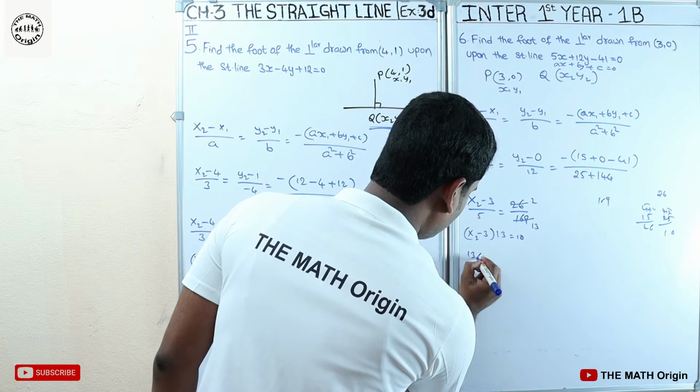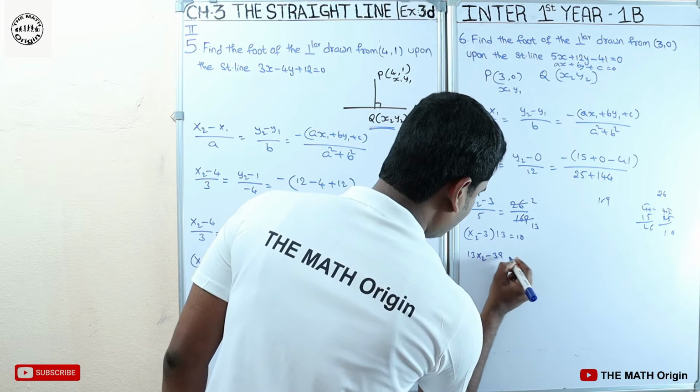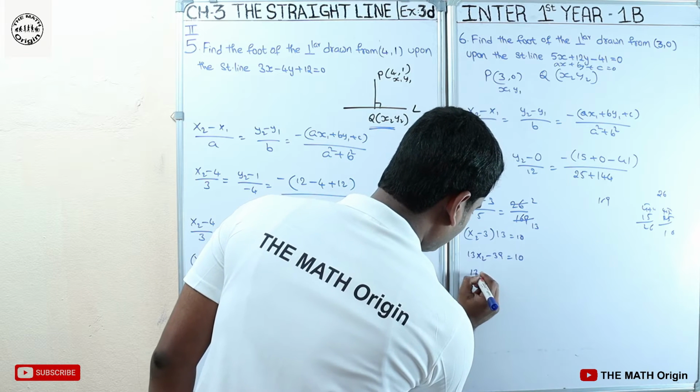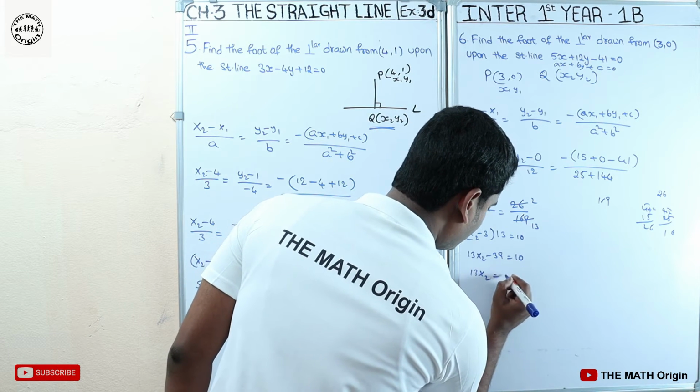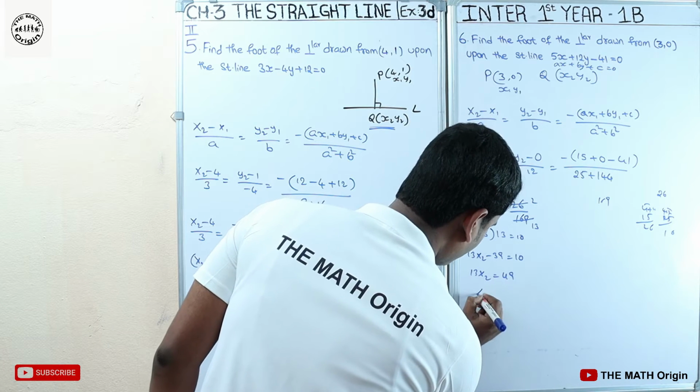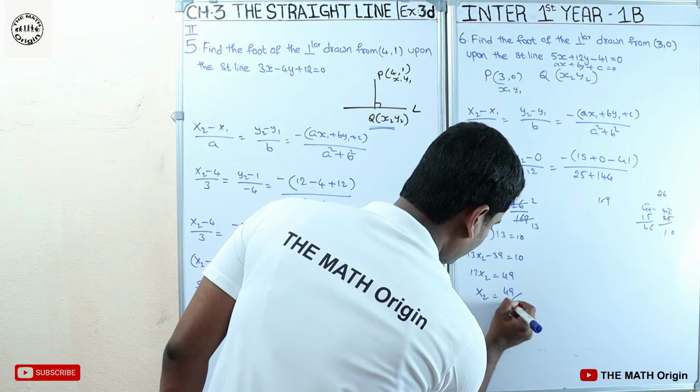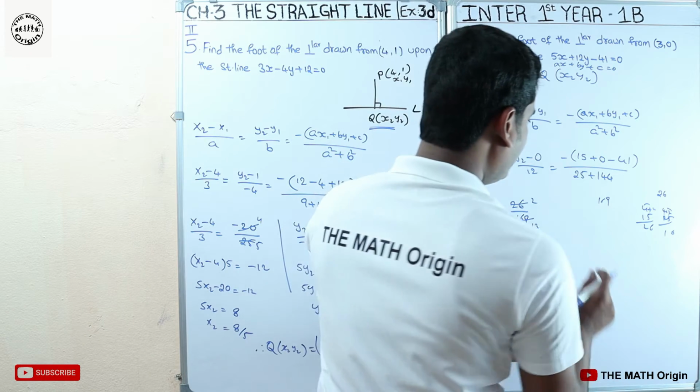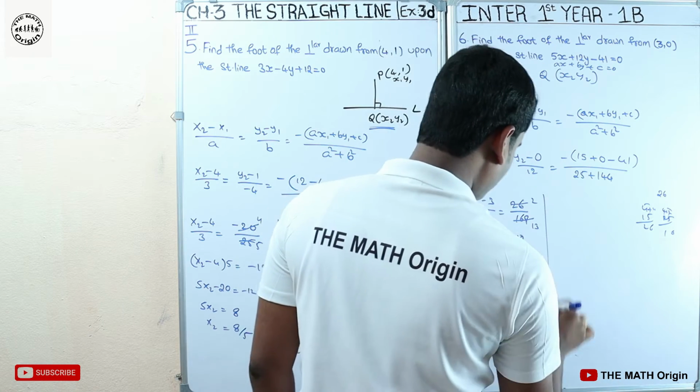So 13x2 minus 39 is equals to 10. 13x2 is equals to 49. x2 is equals to 49 by 13. And now if you see, we found out the x2 value.